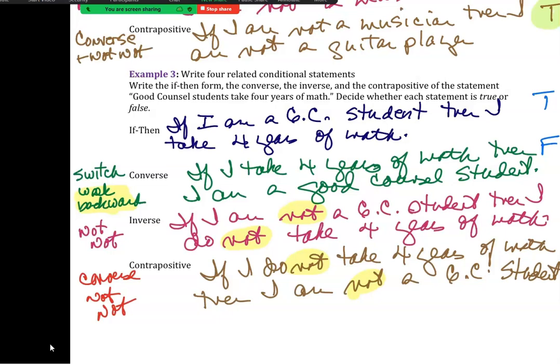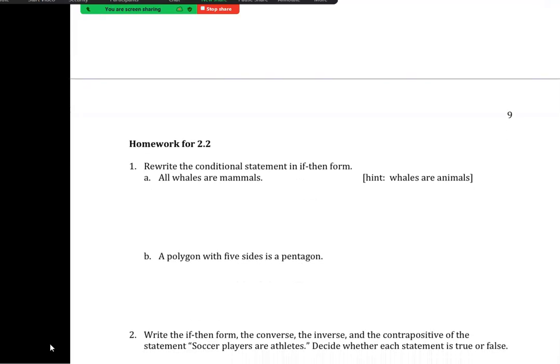Well, you could. I think that's going to be false too. If I do not take 4 years of math, then I am not a GC student. Okay, so I'm thinking, maybe that's true. Those are a little bit harder to figure out, but let's keep going.